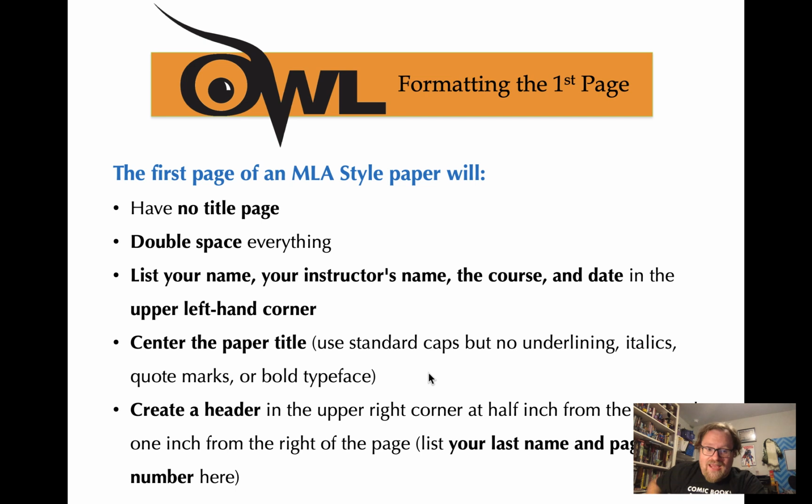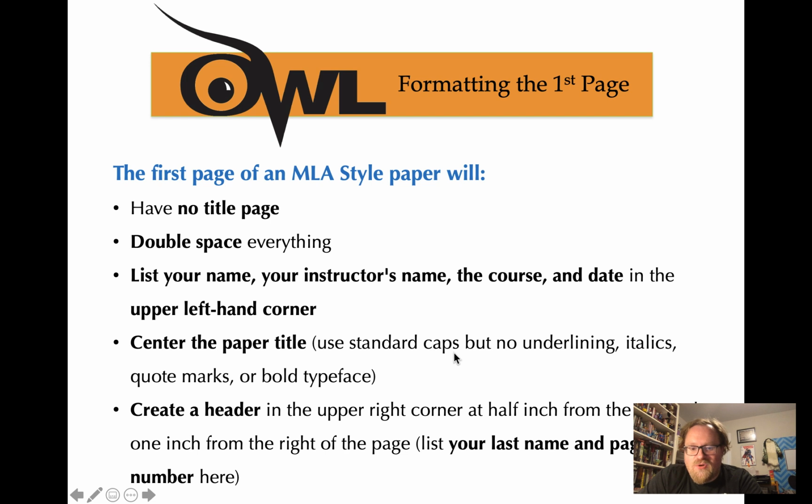Now, what goes into that first page? First of all, unlike APA, we don't have a title page. We double space everything, and we start with a heading. And a heading is usually your name, the instructor's name, the course, and the date in the upper left-hand corner where the cursor starts. Now, I typically like to list it as your name, the course, then my name, then the date. That's just a preference, and you'll see that on my templates. However, as long as you begin with your name and end with the date and have those two other things somewhere in between, you're fine. Okay? We center the title of the paper. We don't underline it, put it in italics, bold it, or anything.